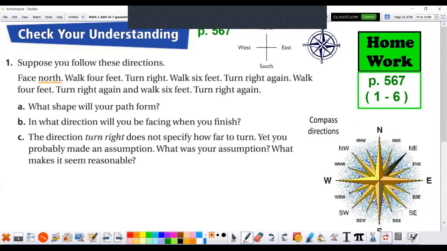Okay, so number one, the homework. You just read these directions, follow them, and then answer these questions. What shape will your path form? Remember, face north. Remember, north's up here. Start drawing like on a piece of paper. I'd use like a pencil. Follow the directions. What shape did you end up with?